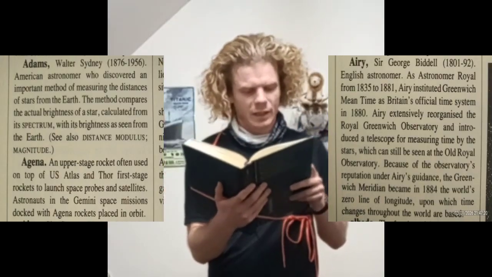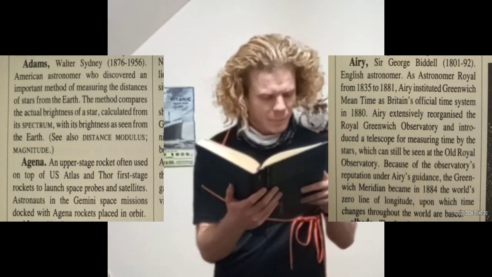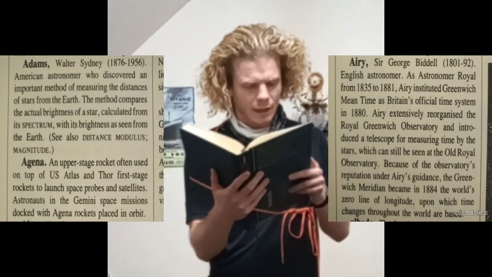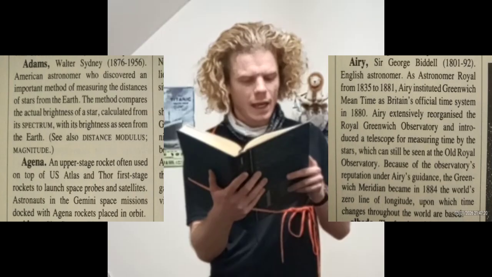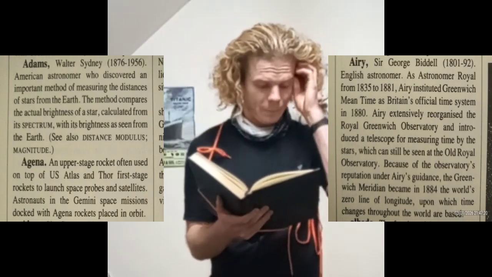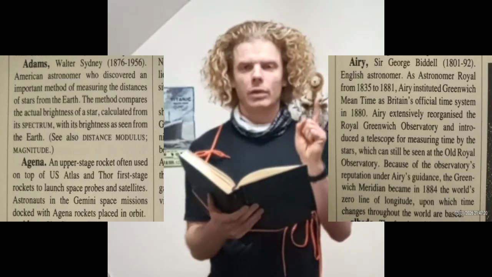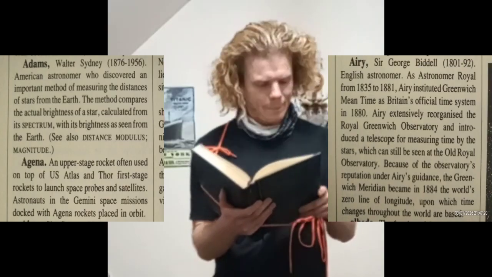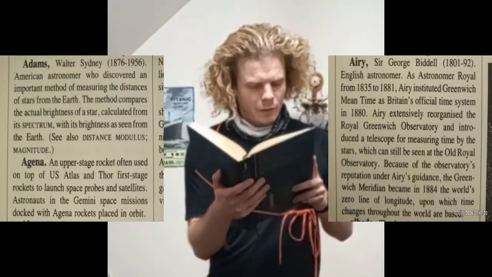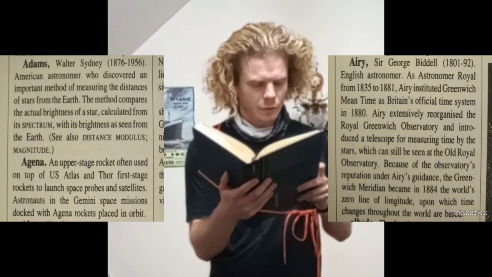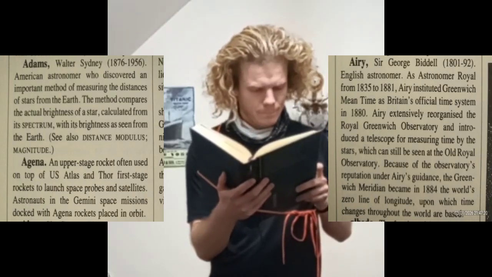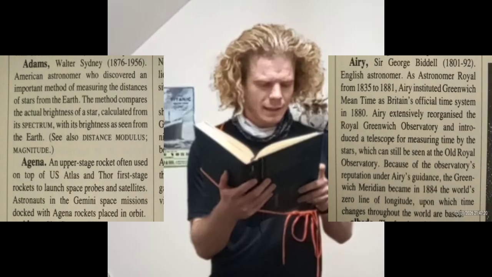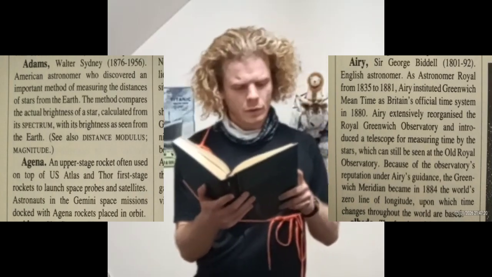Walter Sidney Adams was born in 1876. He was an American astronomer who discovered an important method of measuring the distance of stars from Earth. We looked in the night sky and wondered how far away that star is, and another one, how far away. The method compares the actual brightness of a star, calculated from its spectrum, with its brightness as seen from the Earth. Okay, that's a good way.